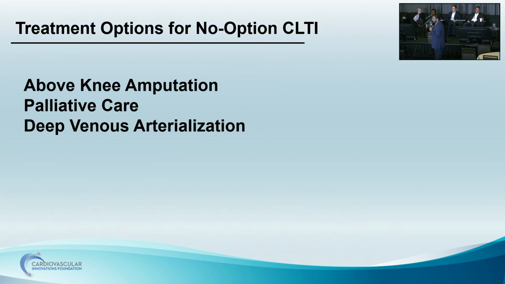So what are the treatment options? Of course, above-knee or below-knee amputation or major amputations, palliative care, and there comes the ray of hope, that is deep venous arterialization. I have the disclaimer that I don't do this, so that's why I'm substituting for this talk. I'll be talking about deep venous arterialization and my understanding of it.